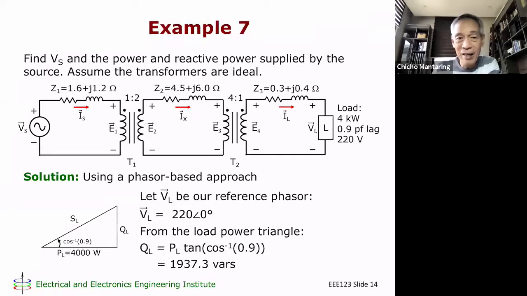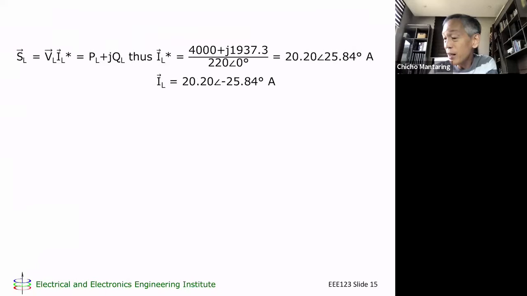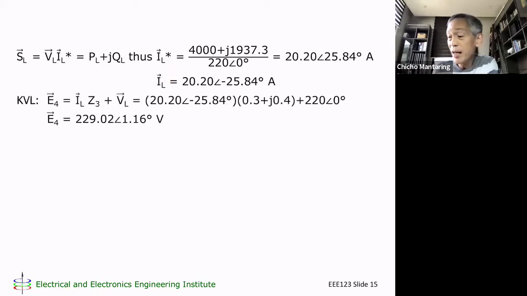No, so I will just skim through the solution now. No, so this is to determine I of L, because I computed from the power triangle P and Q. So now I apply the complex power formula to compute for I of L conjugate, and from I of L conjugate, I get I of L. And then now this is my KVL. E sub 4 is I of L J3 plus V sub L. And this allows me to compute for E sub 4.